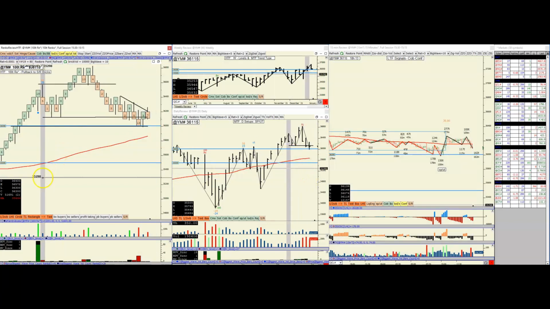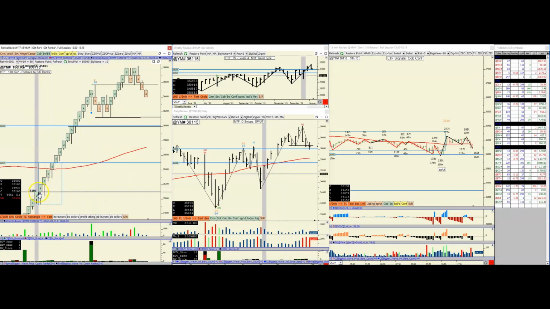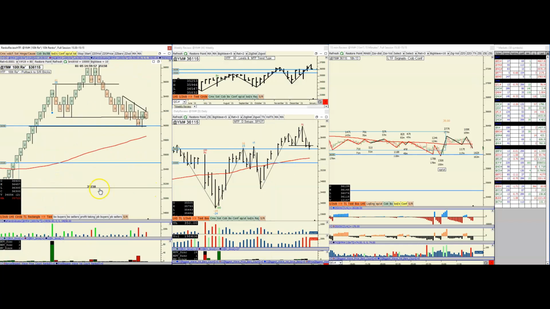And if it does go lower, that's when you want to look at the levels and see whether this very aggressive box right here can hold the move down.